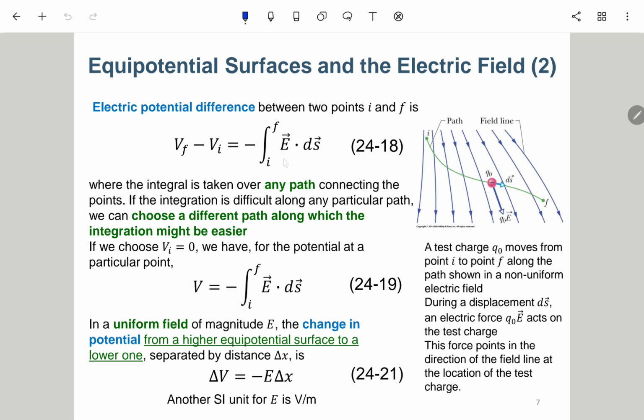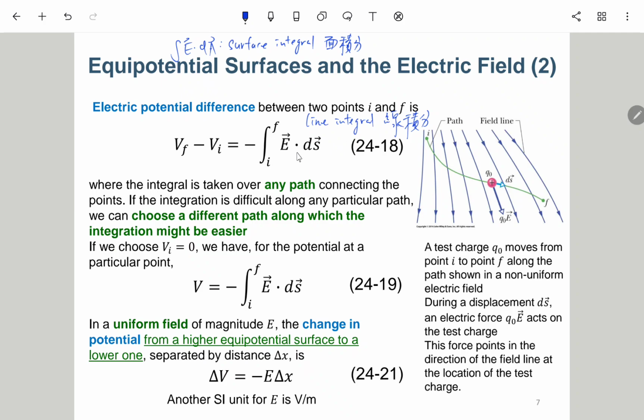So in that case, the integration of E dot dA was a surface integral, 那个叫做面积分. And for this one, ds is actually a line integral，叫做线积分，就少了一维的线积分. Okay, so here we have a negative integration of E dot ds from I to F.